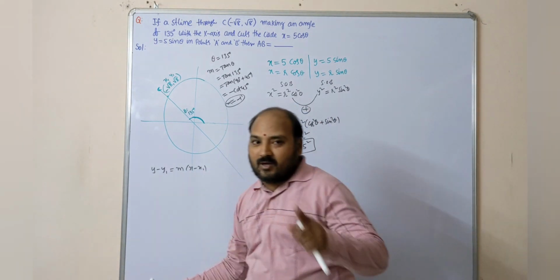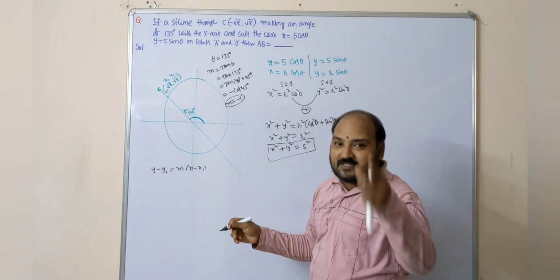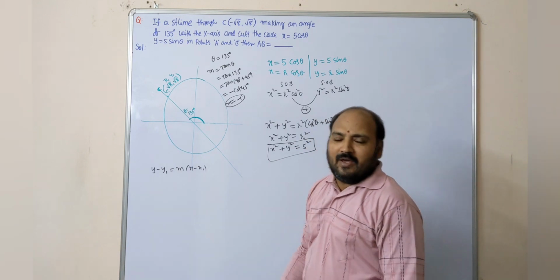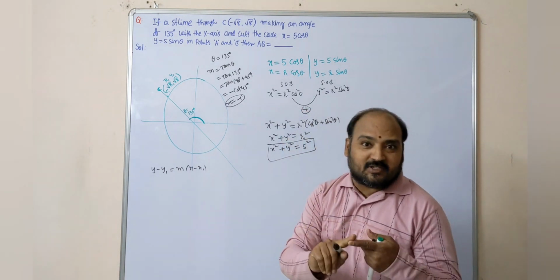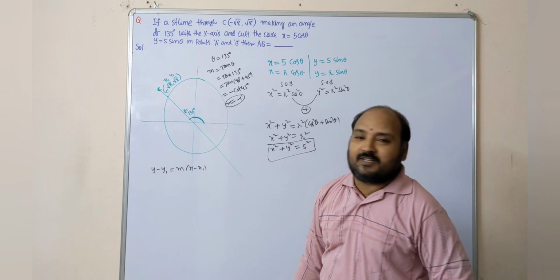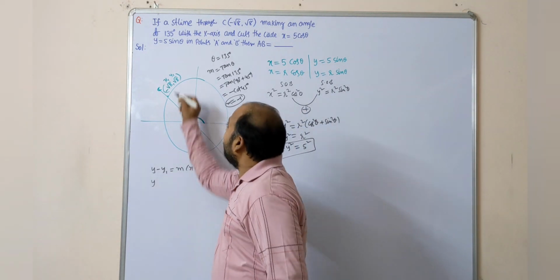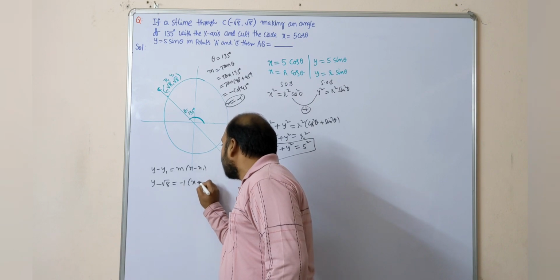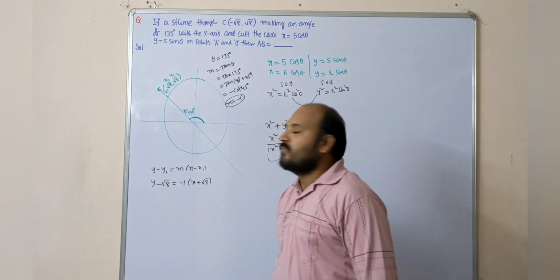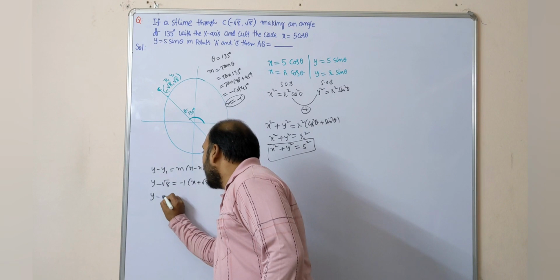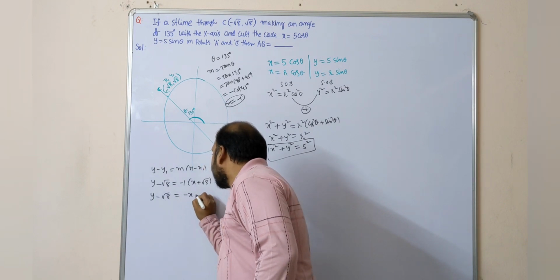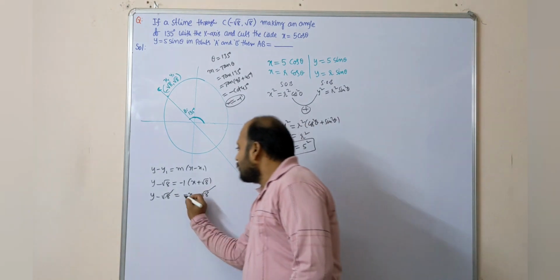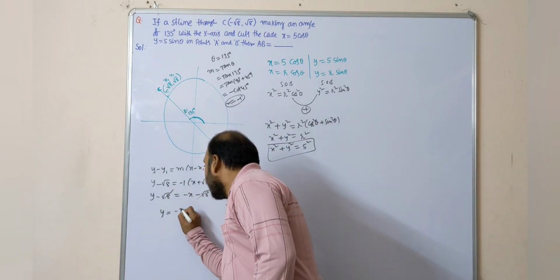Dear students, you remember, in circles we are not only applying this first year concept here, the point slope form. Everywhere you should be perfect in the competitive exams, not only in MSAT, JEE Mains, BITSAT. So y minus y1 value is root 8: y minus root 8. m value minus 1. x minus of minus root 8, plus root 8. So now simplification: y minus root 8 equal to minus x minus root 8. Both sides minus root 8 get cancelled. So y is equal to minus x.